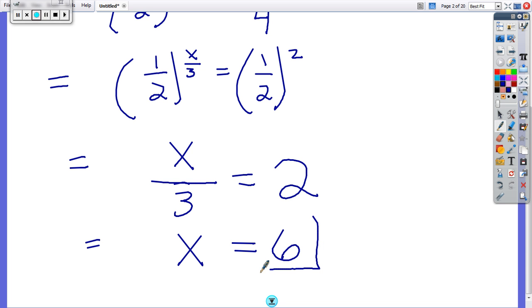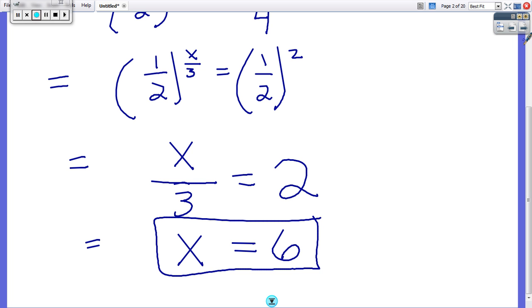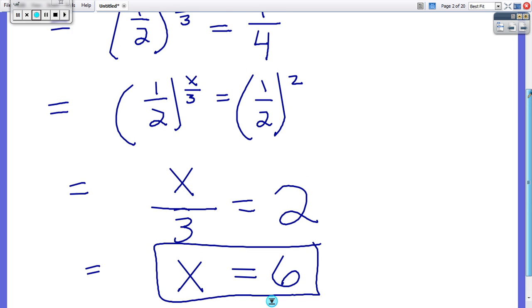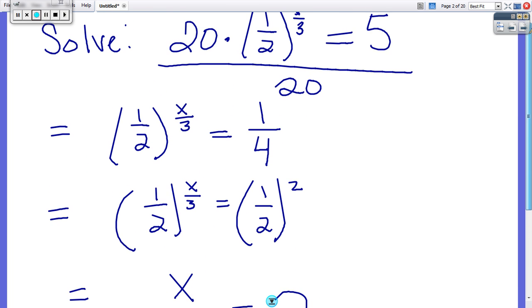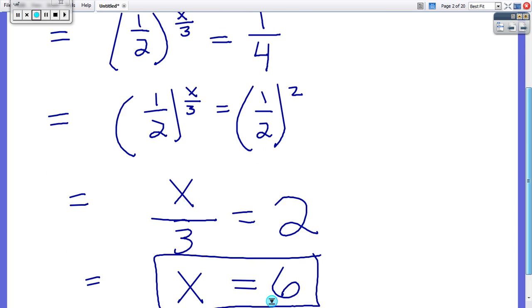So this would be your final answer. x is equal to 6. And you could check that answer by substituting it back into your equation in the beginning. Yes?